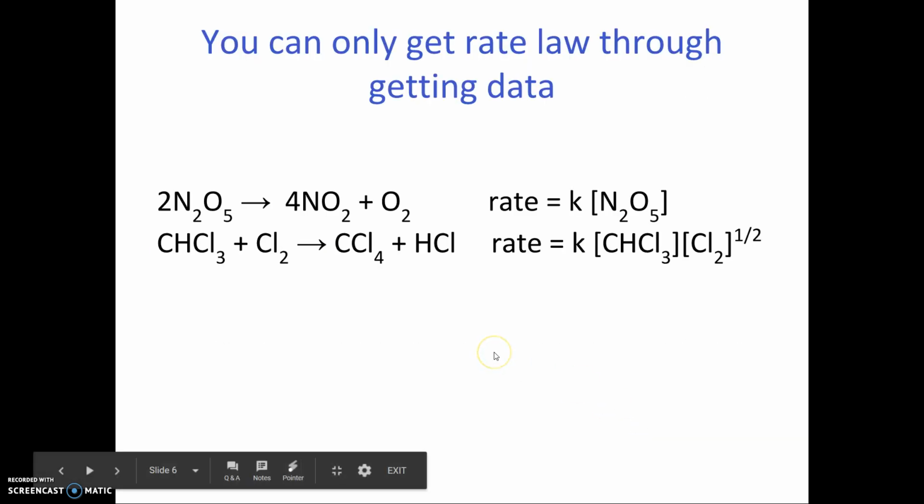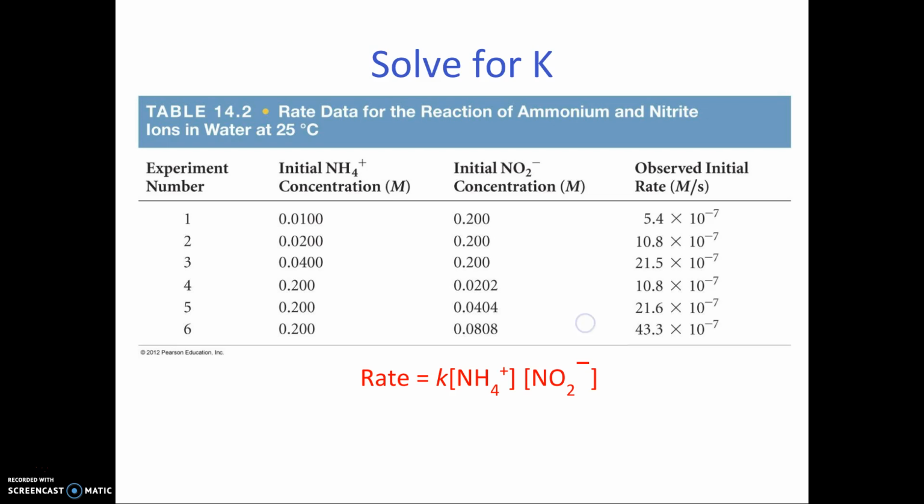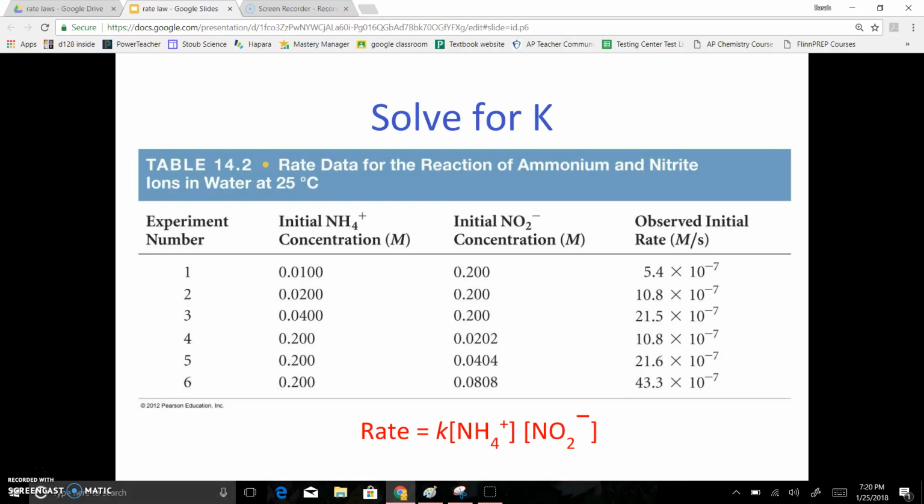Okay. Now, the thing about rate law is you can only get it from data. Like if you look at this equation on the top, you can see that there's 2 N2O5, so you would think that maybe it would be N2O5 squared, a second order. But it's not. This is the actual rate law. Or even more confusing, the bottom one. If you look at it, Cl2 to the 1/2, you wouldn't have ever expected that by looking at the equation. So you can only get this kind of thing through the rate law by getting data. Okay, so let's go back to here. We're going to solve for K, actually.